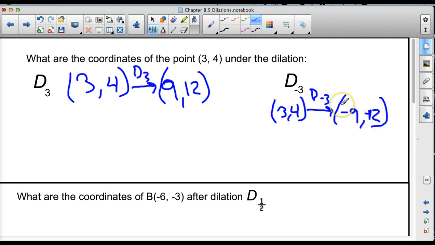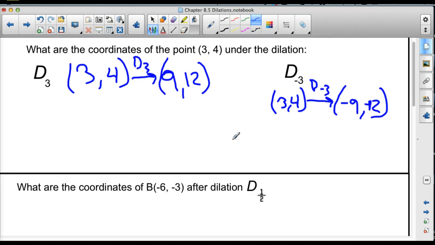So if you were to graph those points, that point necessarily didn't get any smaller, it just moved to a different coordinate. That's what I was talking about with assuming that the scale factor being negative also means that it's going to get smaller.